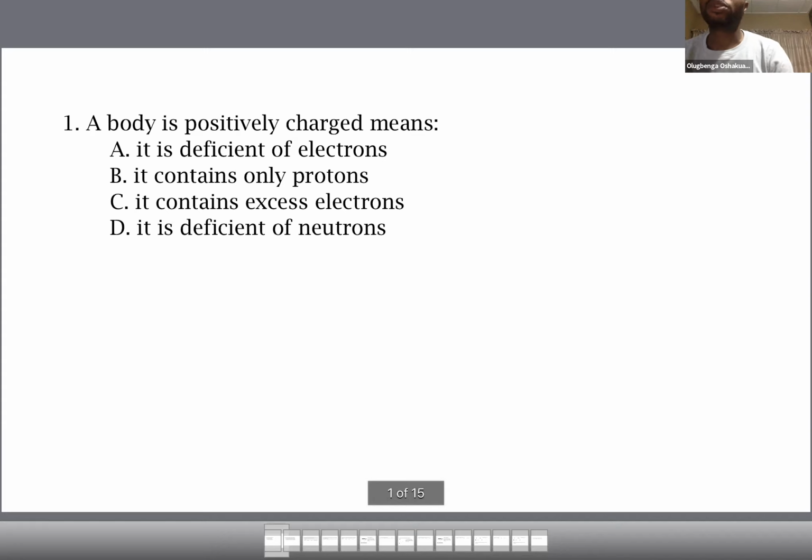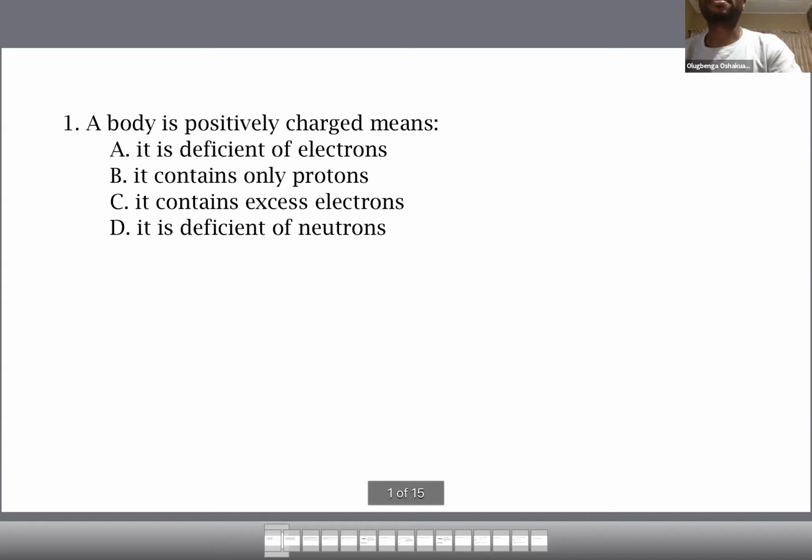Option D, we should know that neutrons are neutral particles. Their excess or deficiency in the system do not really affect the charge. So D cannot be the answer. Let's move on to C. It contains excess electrons. When a body is containing excess electrons, since electrons are negatively charged, then we should expect that body to have a net negative charge. So the answer cannot be C.